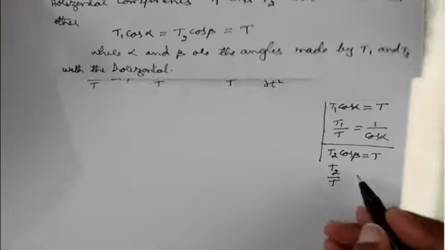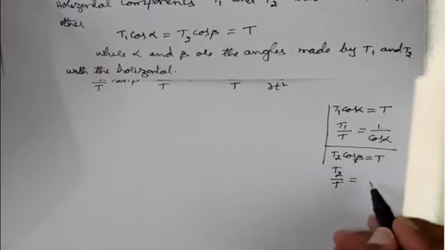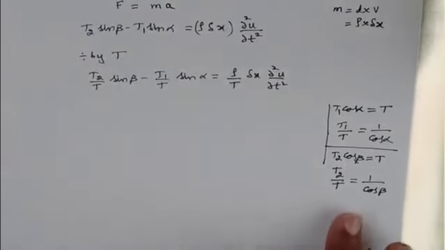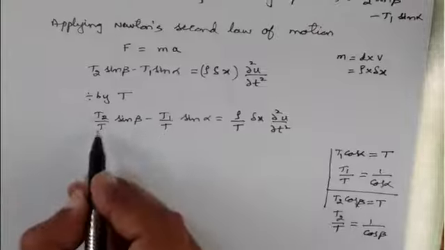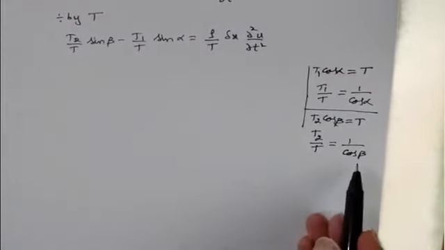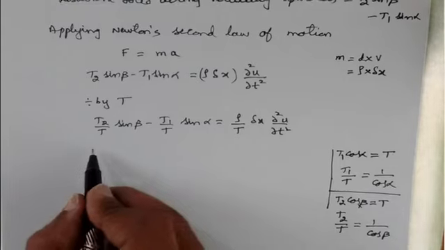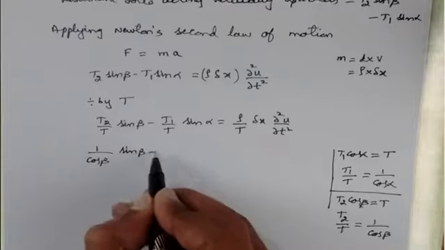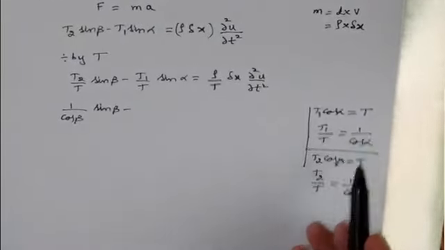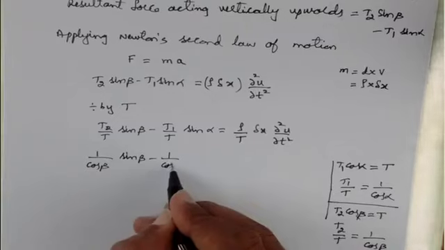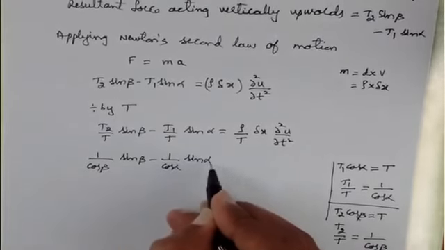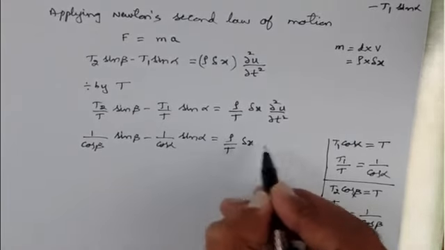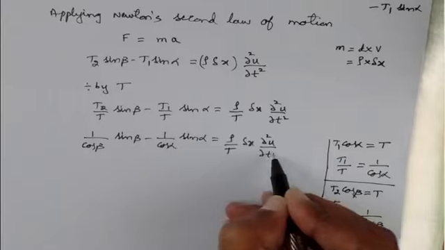So T2 by t will be equal to, cross multiplying cos of beta to the other side, 1 by cos of beta. Now if you plug these two values back over here, T2 by t is equal to 1 by cos of beta into sine of beta, minus T1 by t, which is 1 by cos of alpha into sine of alpha, is equal to rho by t into delta x into dou square u by dou t square.